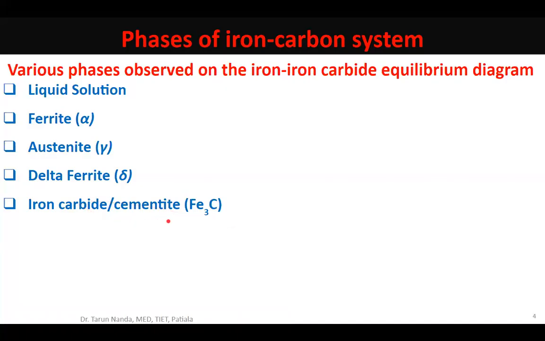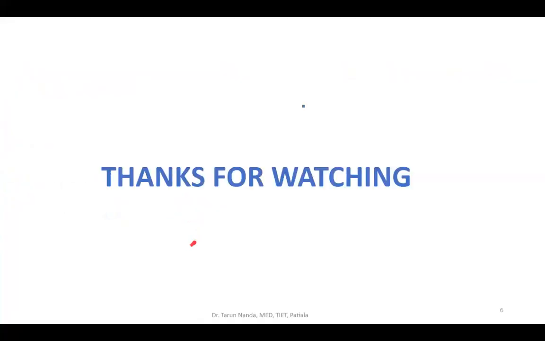So students, that was all about the important phases that we see on the iron carbon system. And in the next session we will discuss the iron carbon iron cementite equilibrium diagram in more detail.